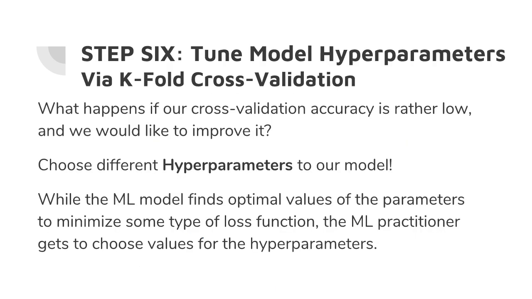So what happens if we train our model initially and our cross-validation accuracy is really low? What steps can we use to improve our model? Well, we can tune our model hyperparameters. Now, what's the difference between hyperparameters and regular parameters? Regular parameters are parameters that the model itself will learn. Hyperparameters are parameters that we as ML practitioners will have to choose. And specifically, we need to keep on trying different model hyperparameters to see what works best and what gives us the highest k-fold cross-validation accuracy.